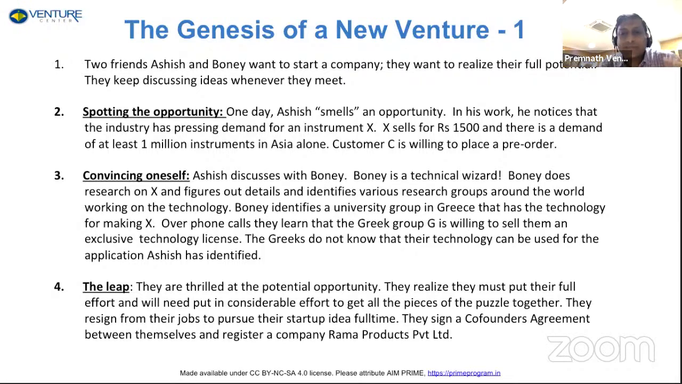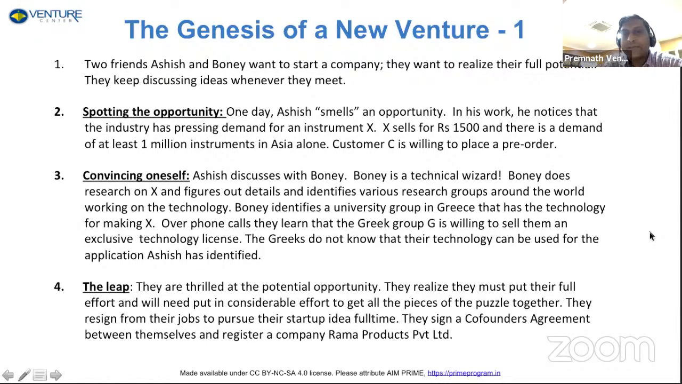So this is a piece of hardware, and the software and the algorithms is something which Boni is working on. He's developed it. He just needs that piece of hardware to go with it, and that particular application with some modifications. And the Greeks have not yet figured out that particular application. They've not smelled that opportunity yet. Okay, so they're thrilled at it.